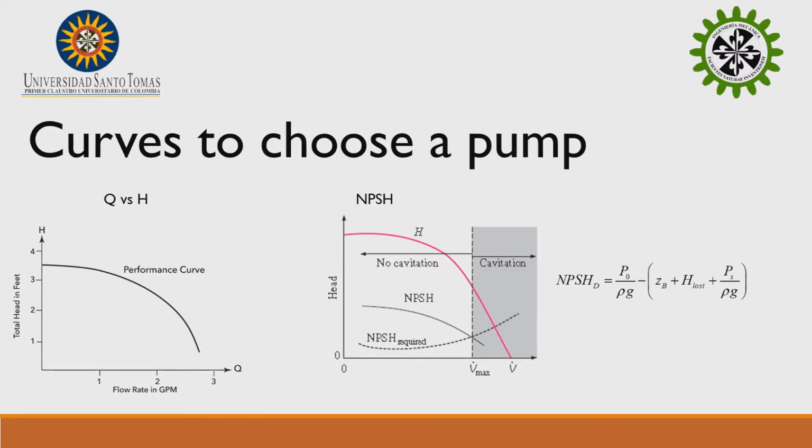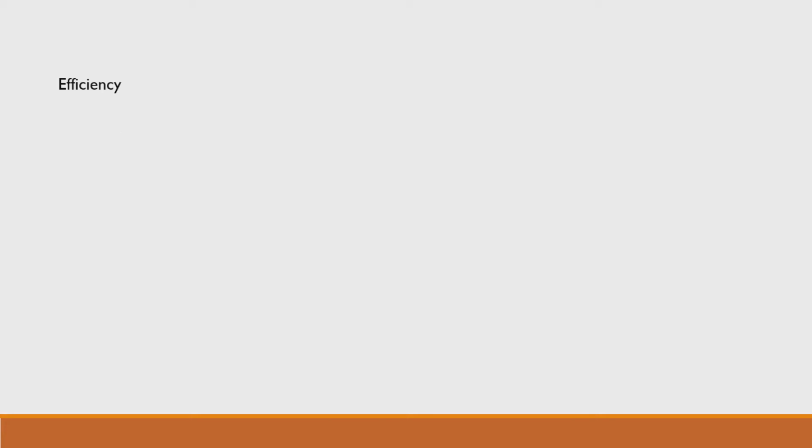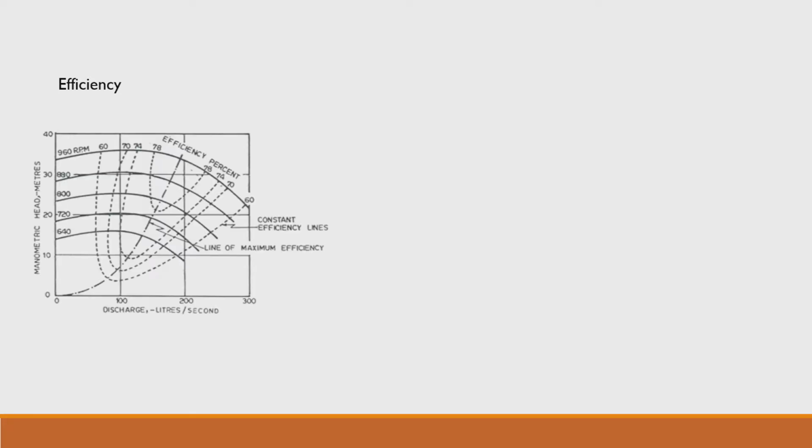The equation to calculate the cavitation is the following, where P0 is the initial pressure, ρ is the density, Z is the height from the initial point to the pump, H is the loss, and Ps is the saturation pressure of the liquid.